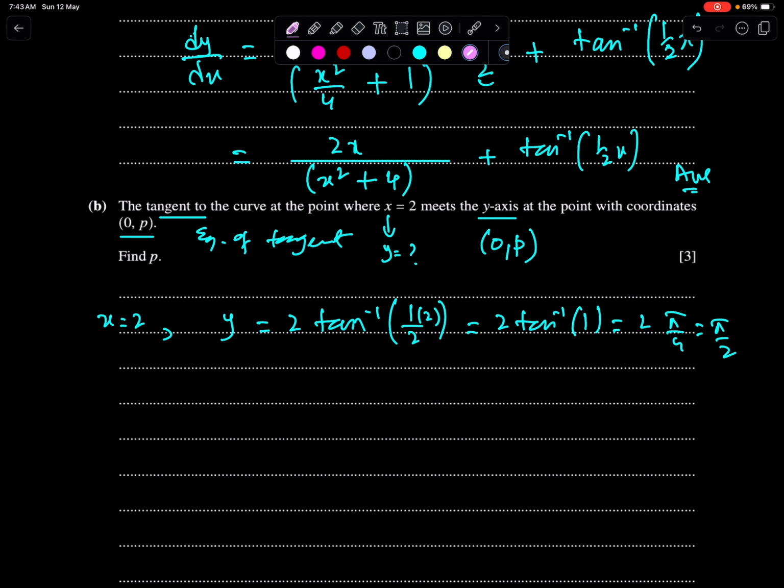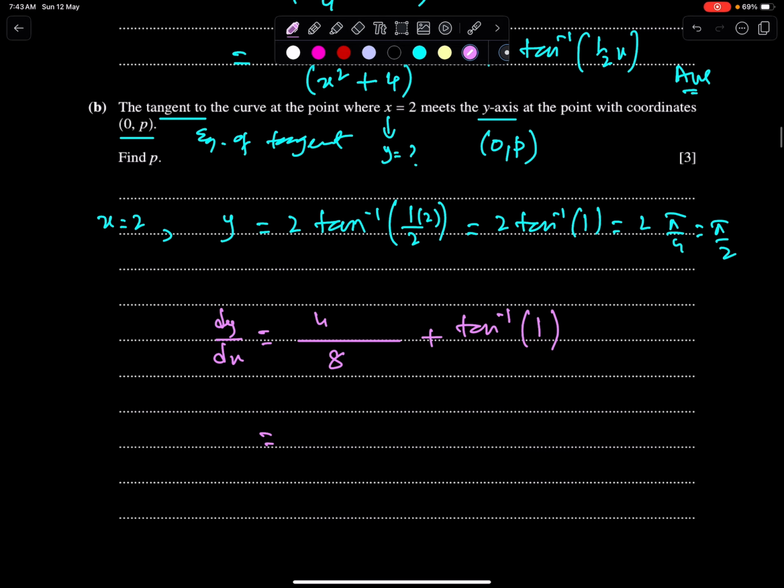Now we need gradient at x is 2. So 4 in numerator in gradient formula. Here this will become 4. 4 plus 4 makes 8, plus tan inverse 1. So we have half plus pi by 4. That's the gradient of tangent at x is equal to 2.